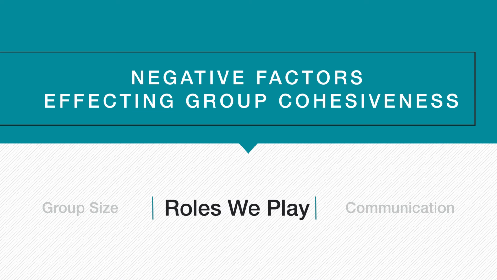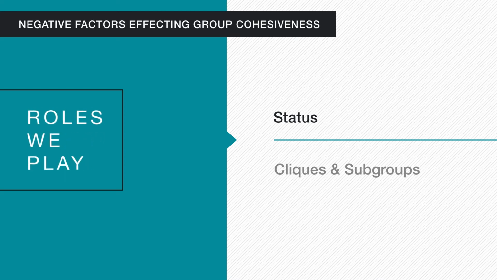Negative factors affecting group cohesiveness, the roles we play in groups. A look at status, cliques, and subgroups. Part 1. Roles we play in groups. Status. Members of established groups or cliques usually occupy multiple roles, which can powerfully influence the actions of group members. There are differing social roles that are associated with varying degrees of status.